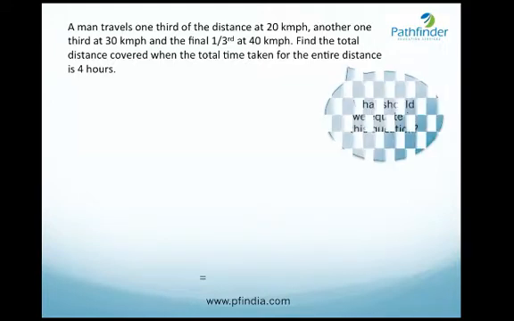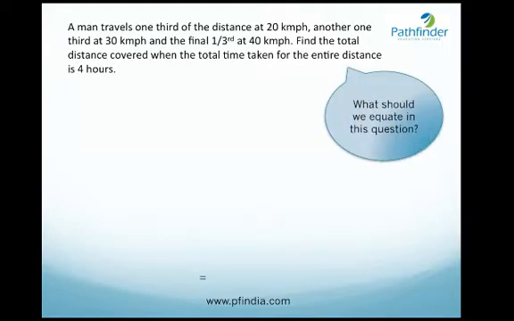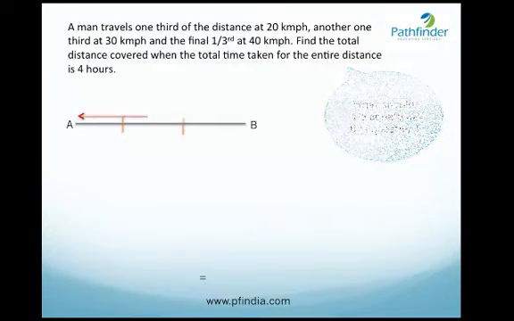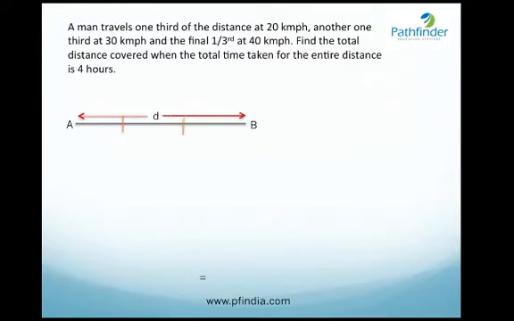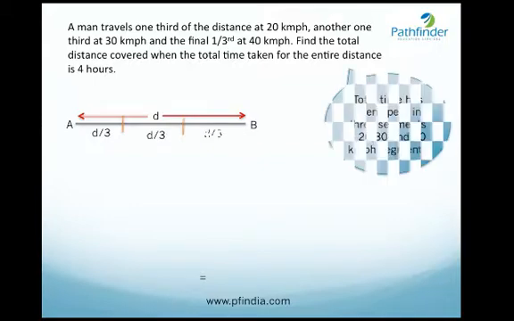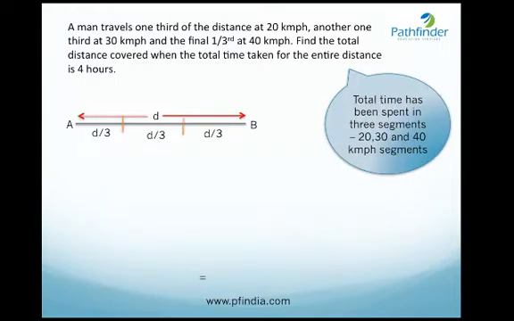Again, what should we equate in this question? We see that from A to B, the total distance is d, as you can see there. And this total distance is divided into 3 segments. Each segment is 1/3 of the total distance, d by 3, d by 3 and d by 3. Now the total time has been spent in each of these 3 segments. So in the 3 segments, the person has moved at 20, 30 and 40 km per hour respectively.